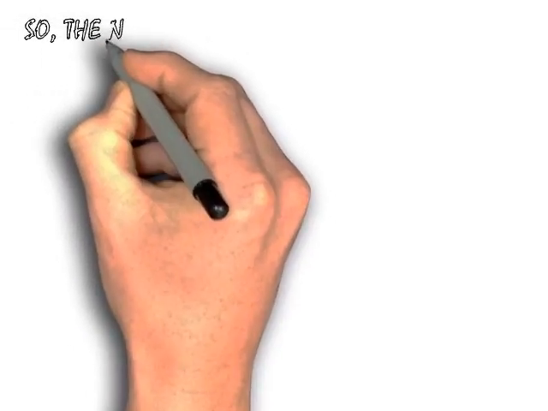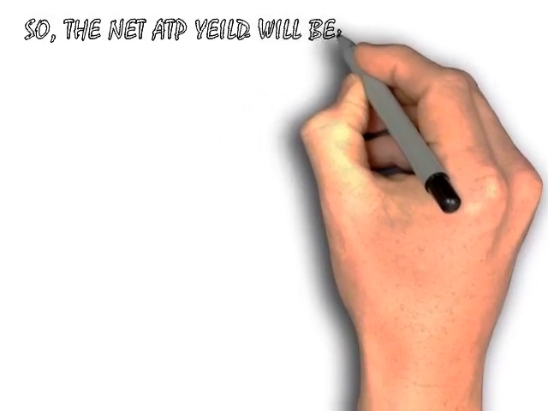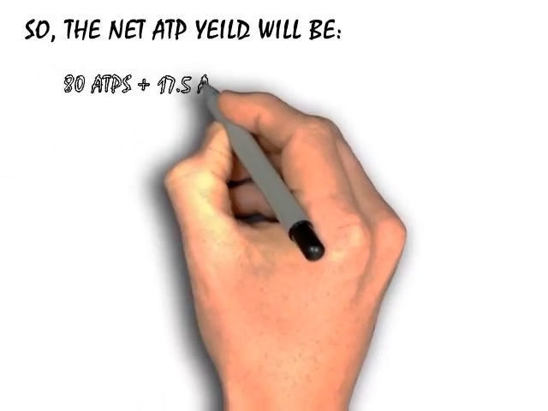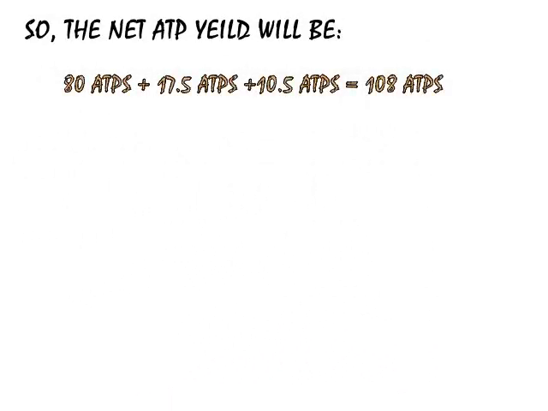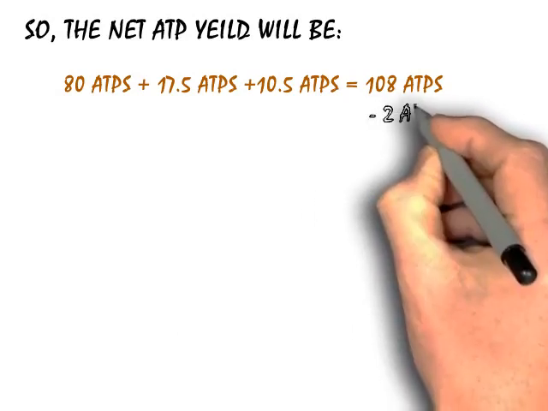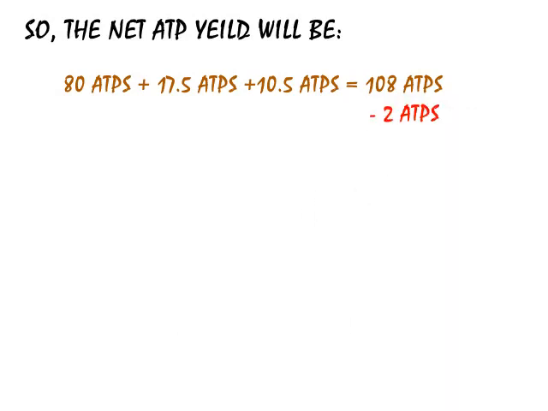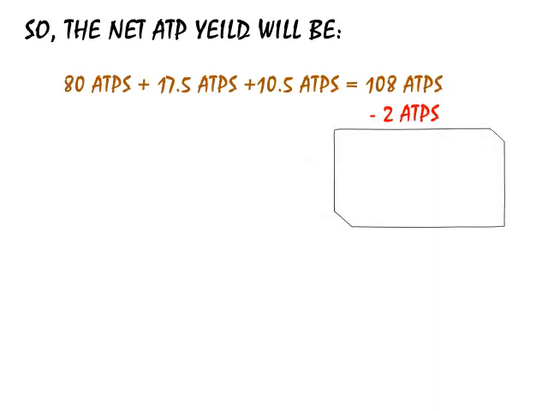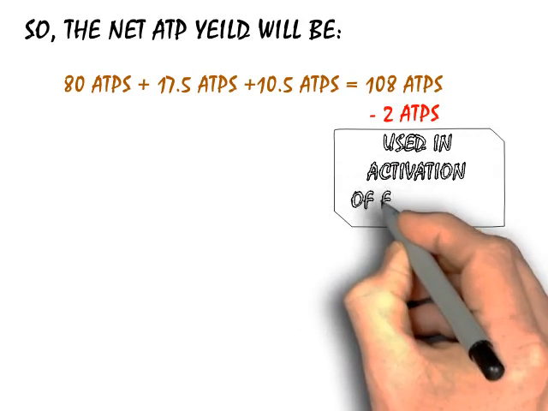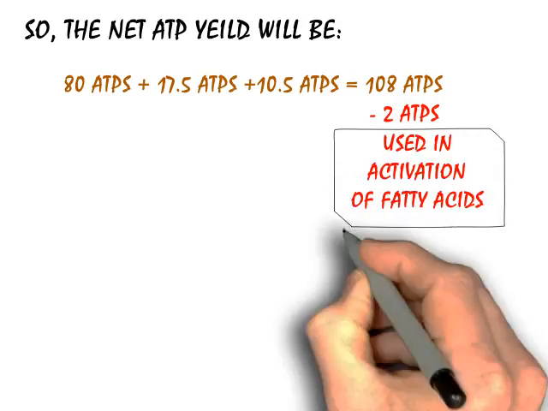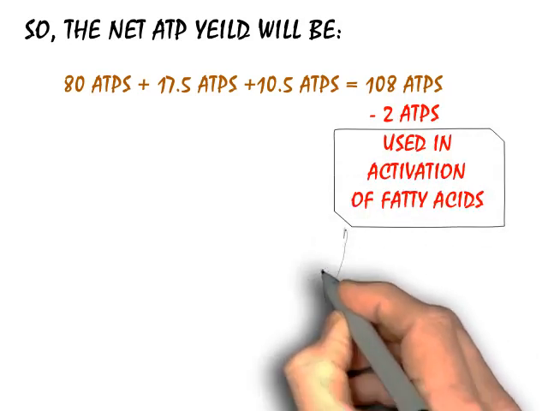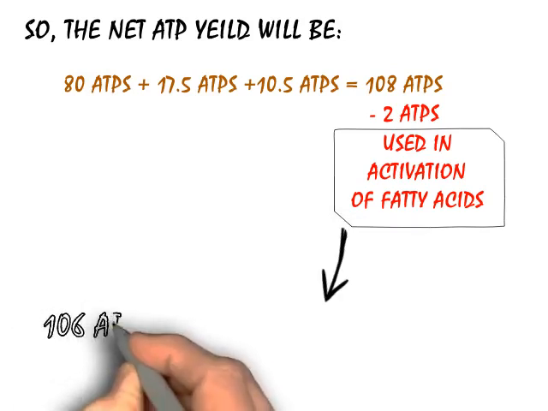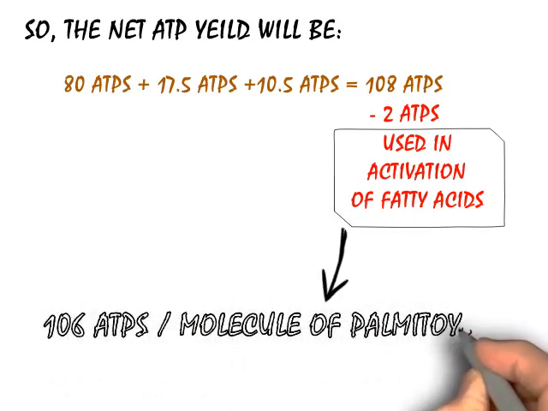Now if we talk about the total yield or the net ATP yield, it is 80 ATPs plus 17.5 ATPs plus 10.5 ATPs, it will be 108 ATPs. But we will deduct 2 ATPs from it because these 2 ATPs are utilized in the activation of the fatty acids. So the net ATP we get is 106 ATPs, that is 106 ATPs per molecule of palmitoyl-CoA.